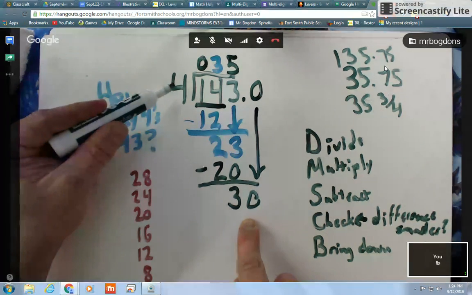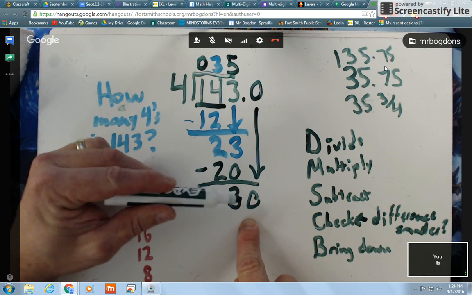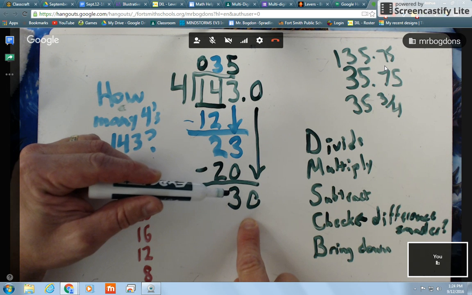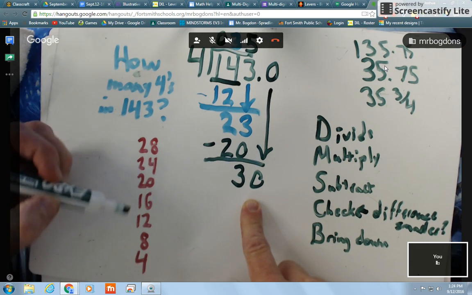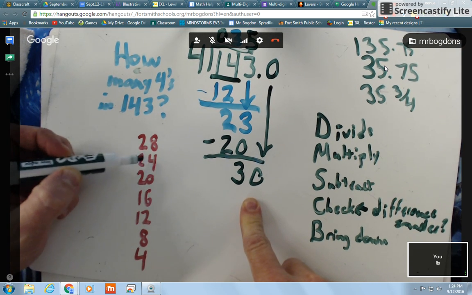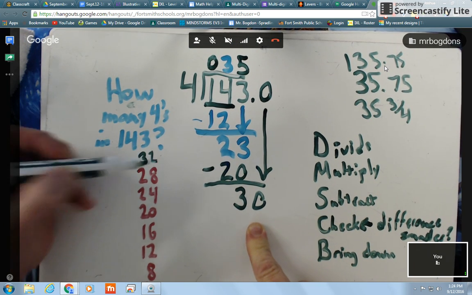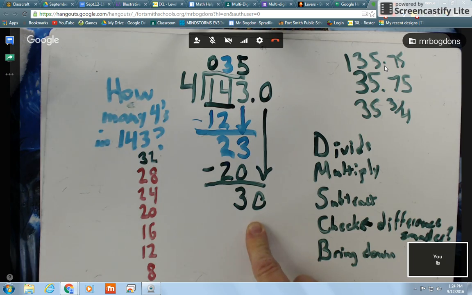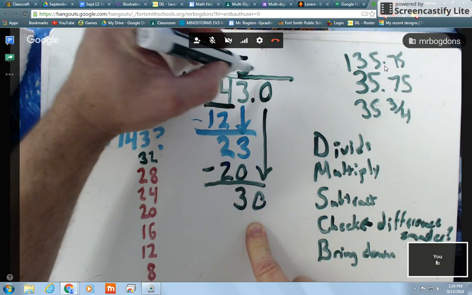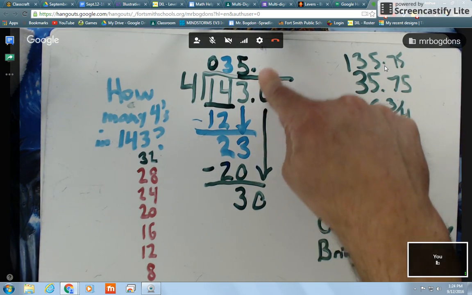So how many times will 4 divide into 30? 1, 2, 3, 4, 5, 6, 7. If I say times 8, that would be 32. That's too big. So I need to put my decimal right above where it was before.